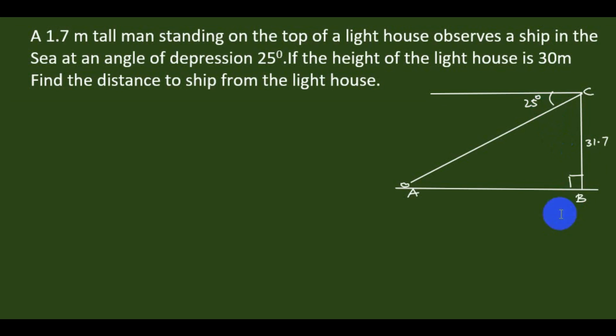Now we need to get this one, this much length. At what distance? Find the distance to ship from the lighthouse. Here this one is the lighthouse, this one is the ship. This much distance is to be calculated. And so from this triangle we will get this much length by applying the trigonometric ratio.